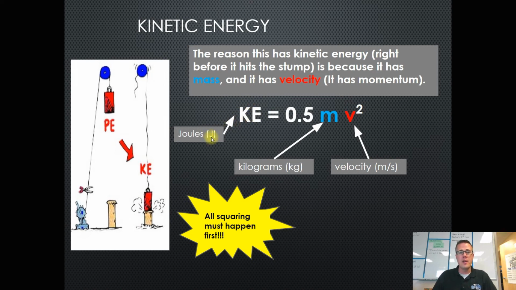Kinetic energy is also measured in joules. All energy is. And the equation is 1/2 times the mass times the velocity squared. Mass is still in kilograms, and velocity we've done before, that's meters per second. One tip here, if you are not super comfortable with order of operations, make absolutely sure that you do all of your squaring first when you're trying to solve for kinetic energy.